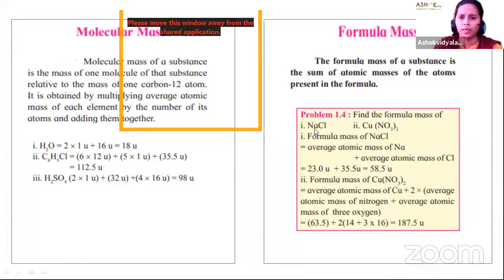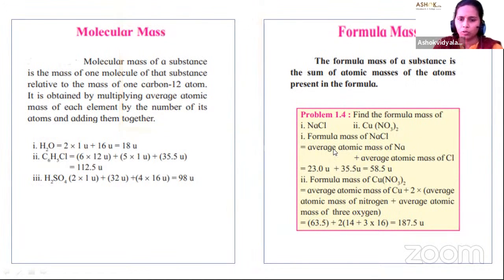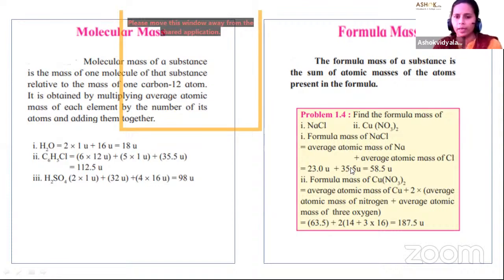Suppose your formula is NaCl. How many atoms are present? 2 atoms. One sodium, the other one is chlorine. So we add their average atomic masses. For sodium, the average atomic mass is 23, and for chlorine, it is 35.5. These values, students, we will give. Don't worry in the exam. So accordingly, you will solve the paper.